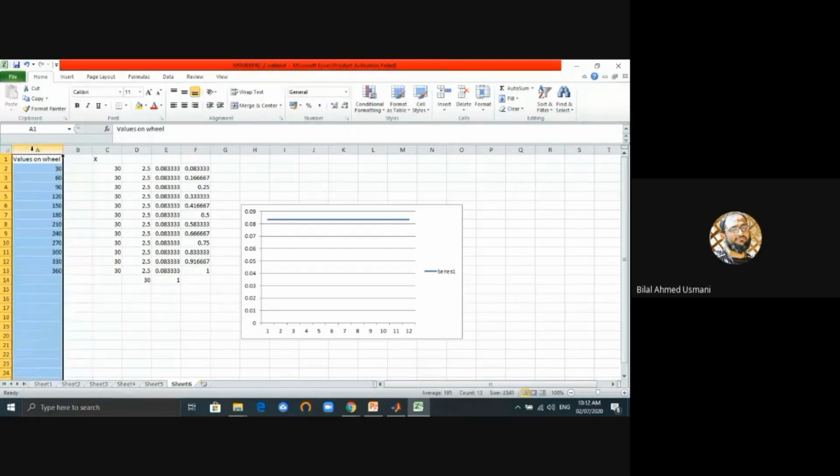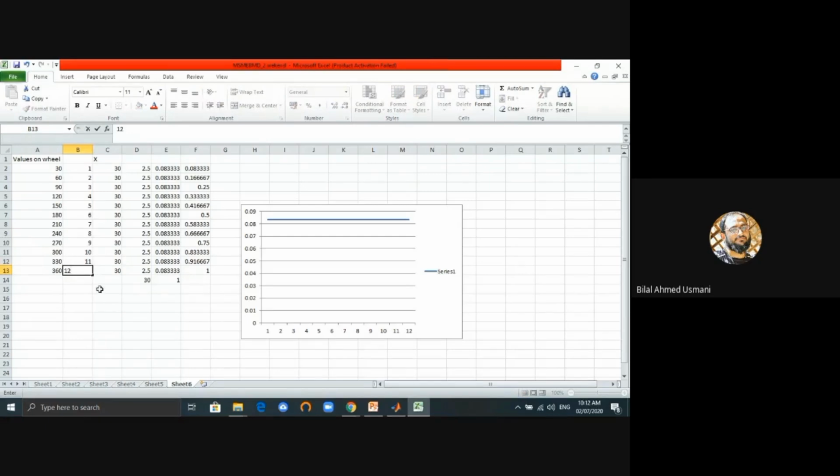Control X, and this is 1, 2, 3, 4, 5, 6, 7, 8, 9, 10, 11, and 12. So these are 12 sections. So the first section has the angle turning of 30 degrees, and if I divide it by 12, I will get 2.5. This is not a significant value, but the sum of all the turnings is 30.